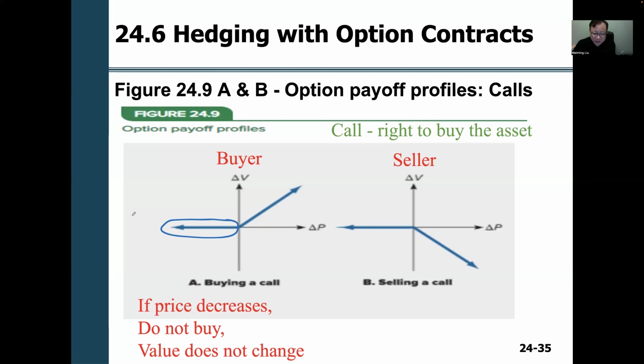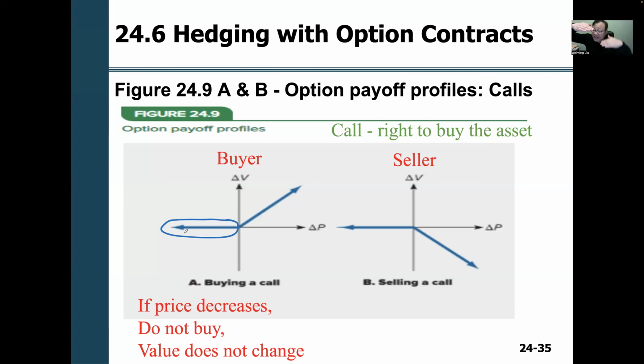Okay, so the call is the right to buy the asset. If the price decreased, well, you don't want to use that option, right? Because the option price is here. When the price decreased, the actual price is below your option price. So why, as a buyer, would you exercise that option, right? So you don't exercise that option. Does that make sense?